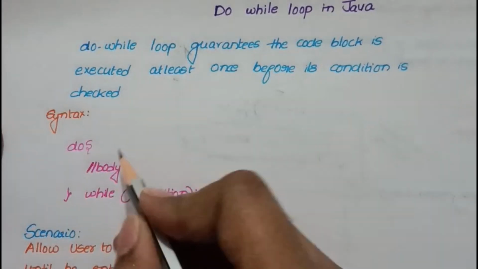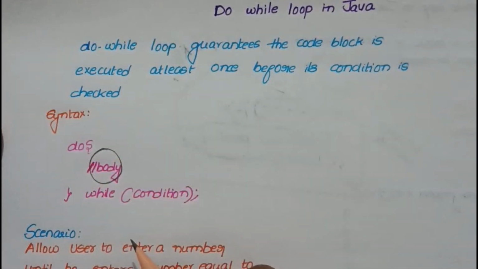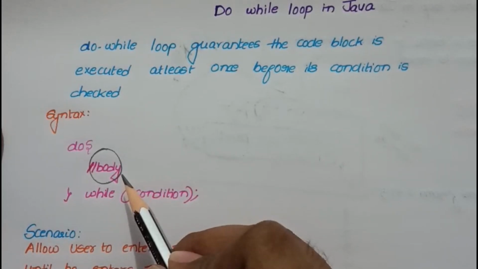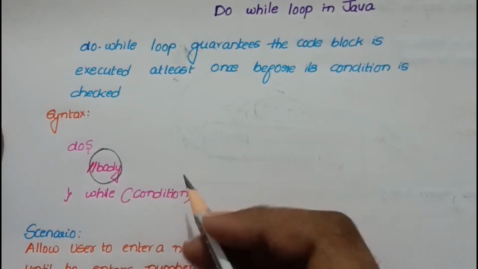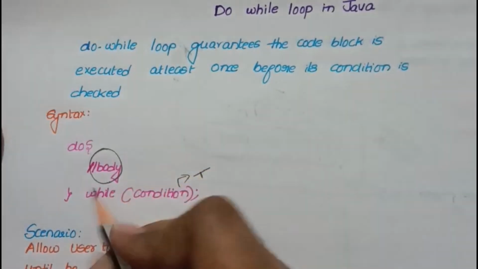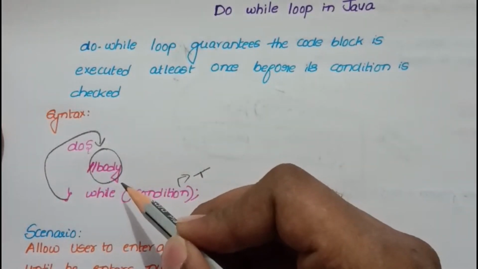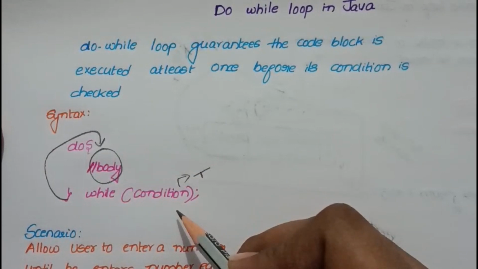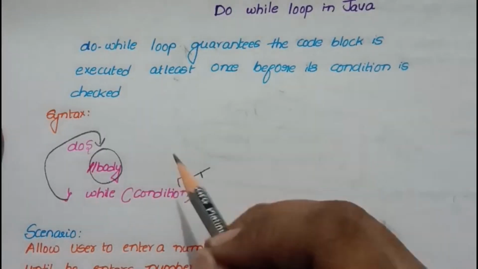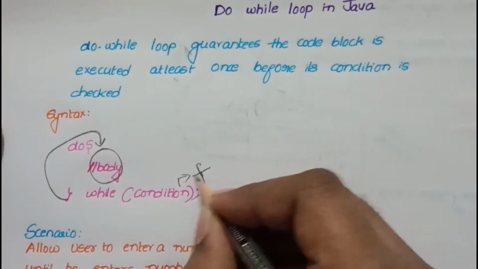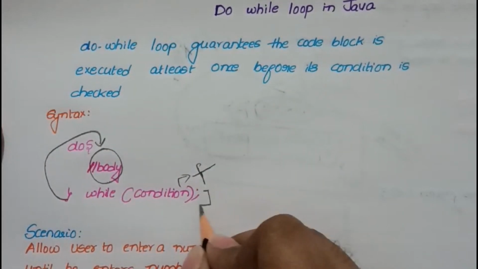Do meaning we will execute this block of code. We won't check any condition to execute that block of code. After executing that block of code one time, then the condition is checked. If this condition is true, again we will go back to the body and execute the body. And in the second iteration, we will again check the condition. So until this condition returns false, we will go back and execute the entire code. Once this condition returns false, we will exit the loop.